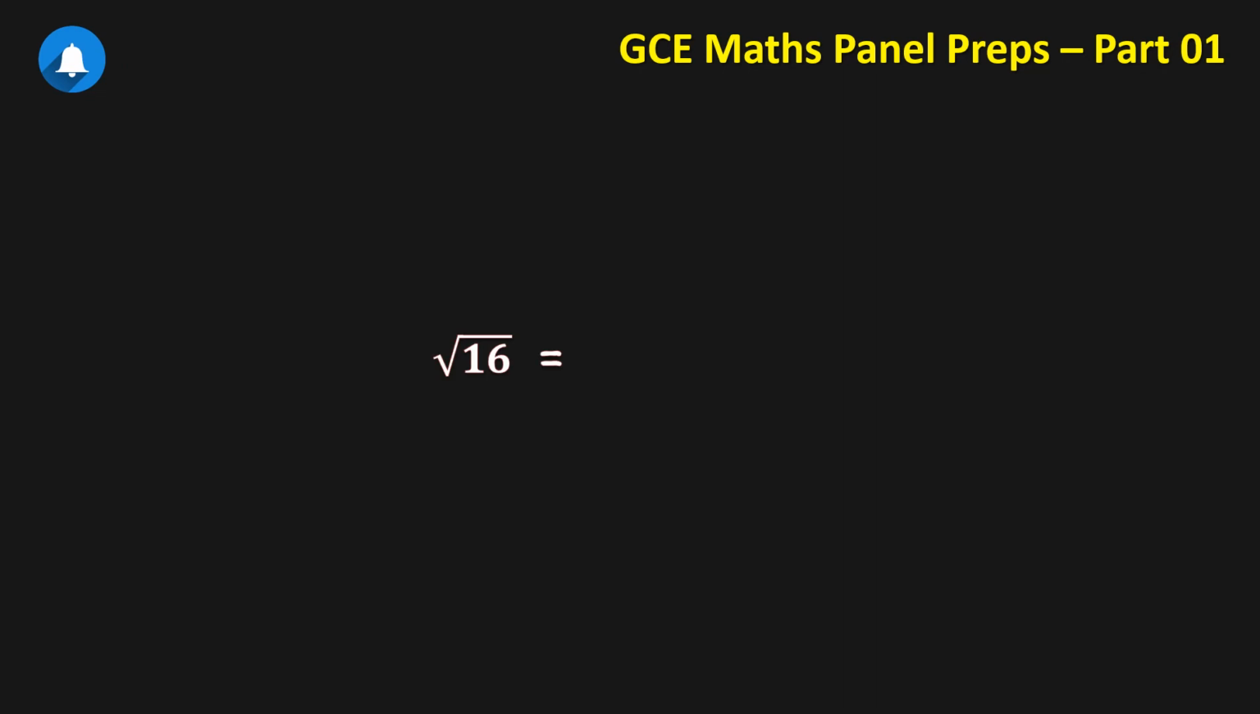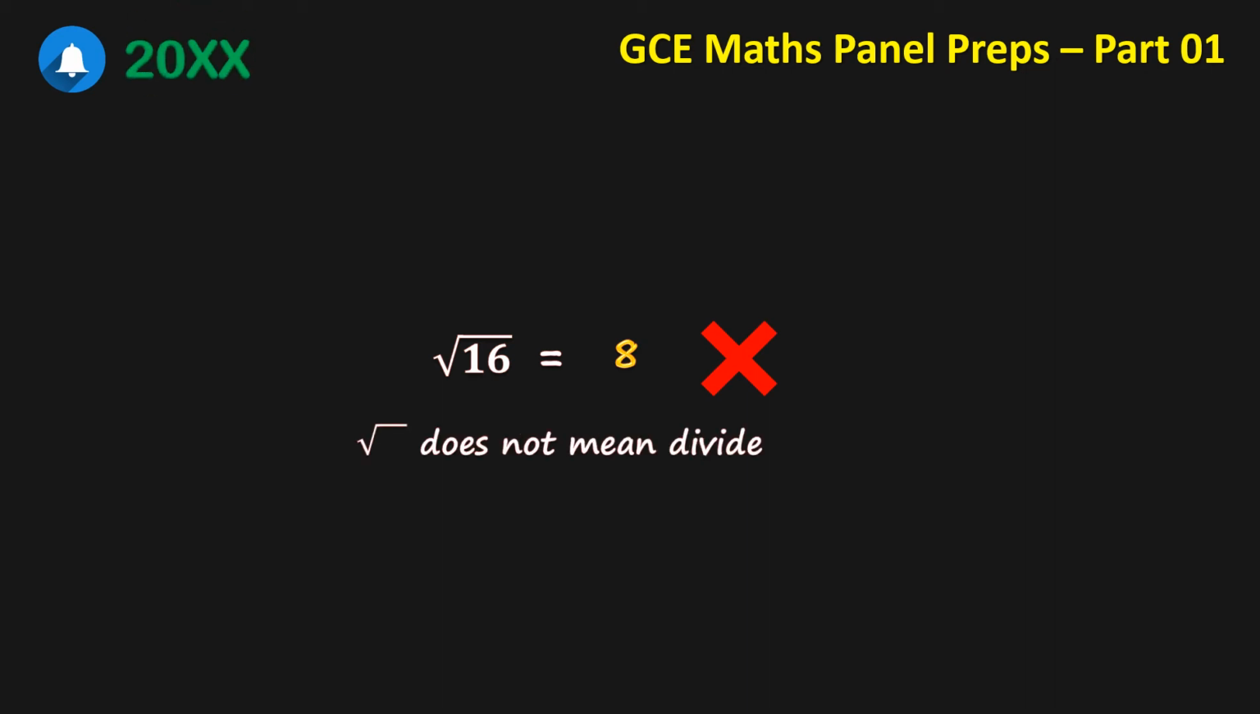Another example, root 16 is not equal to 8. That's the square root of 16 is not 8. Most students just divide by 2. Square root does not mean divide by 2. The square root of 16 means, what is that number that when you multiply by itself, it will give you 16? And that number is 4, since 4 times 4 is 16.